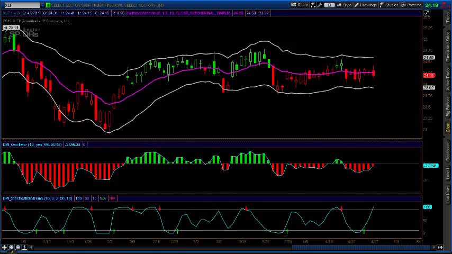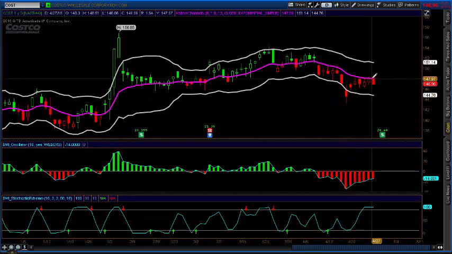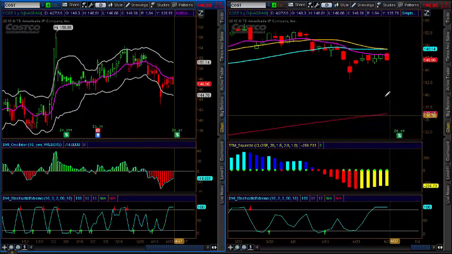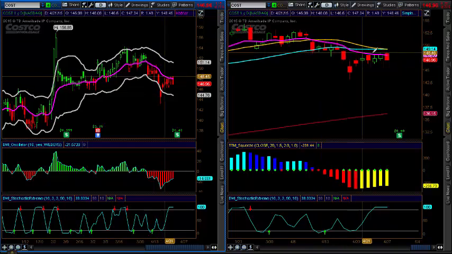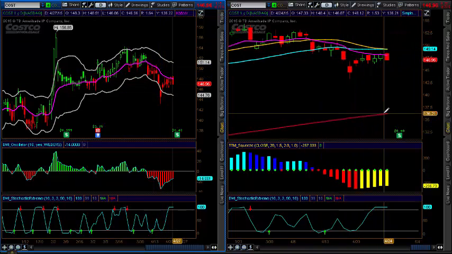bit, Costco is actually looking like it wants to sell off. There are also some moving averages here. Let me bring those in real quick so you can see. I have two charts here. It's the same chart, they're both dailies. These are some moving averages. I have a 13 EMA, a 20 simple, 50 simple, and a 200 simple down here.